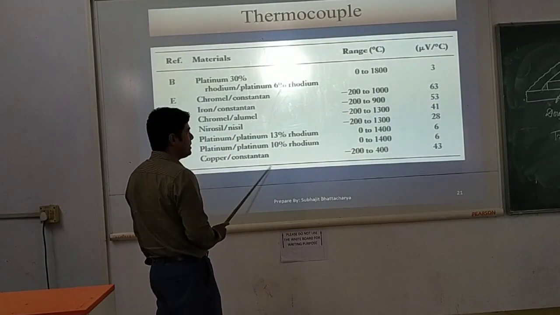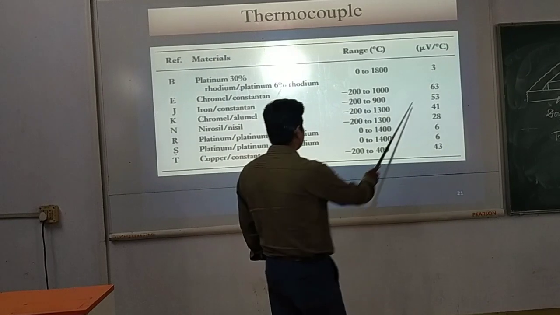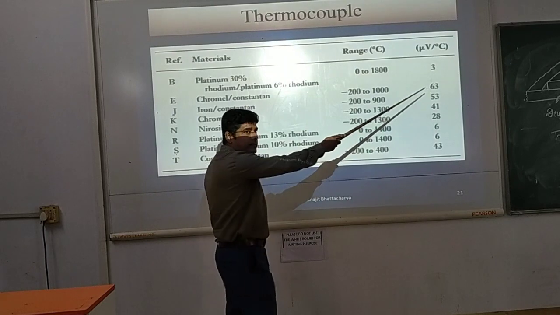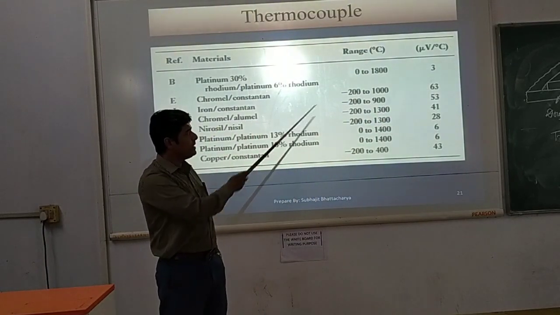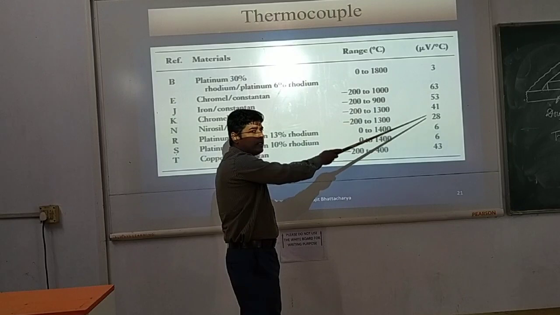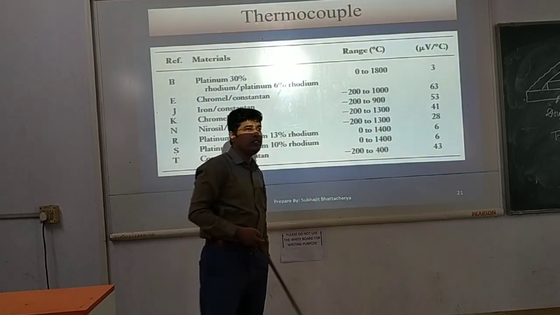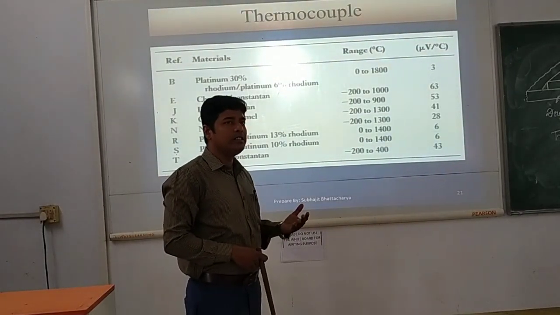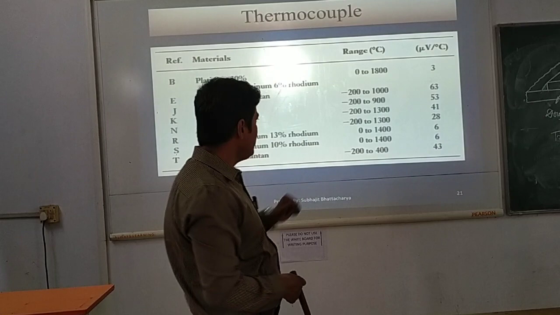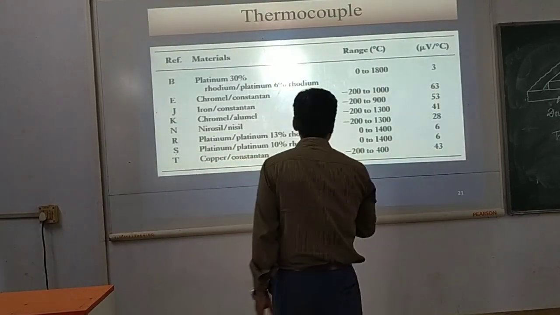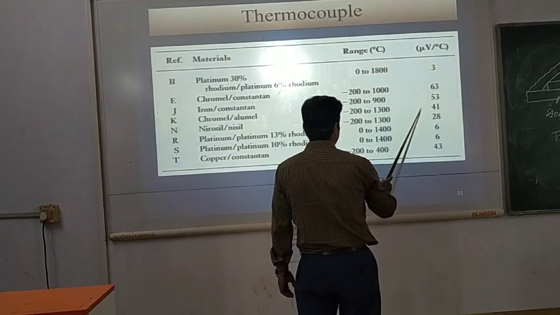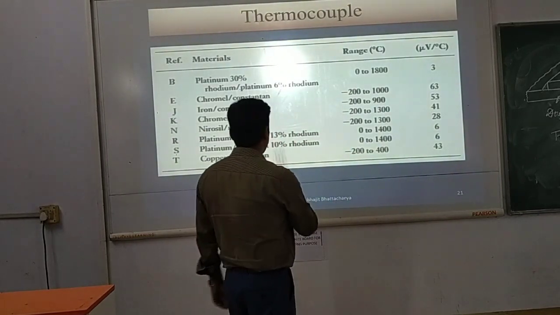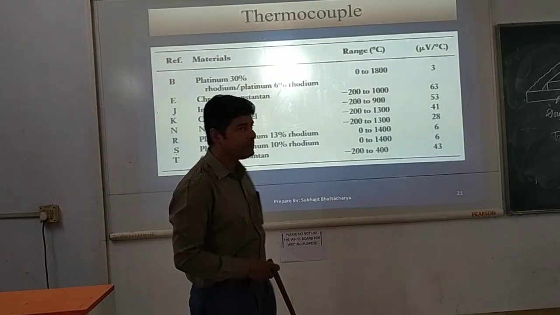And copper constantan. And you can see maximum sensitivity is occurring with chromium constantan, isn't it? You can say this is sensitivity. What is the output per unit change in input? That is the sensitivity. So you can see the sensitivity is highest for chromium constantan. Then iron constantan is there. This is also having chromium and iron, and this is copper constantan. Fine.